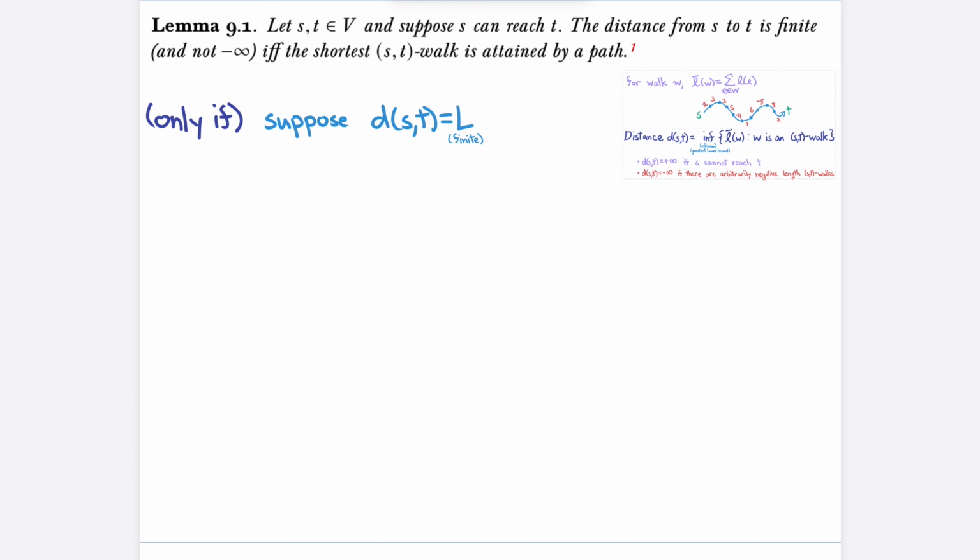Okay, so suppose I told you all you knew about S and T is that their distance was finite. Okay, the claim is that you're going to be able to get from S to T along a path with that distance, and that the extra flexibility of a walk and allowing for cycles isn't going to really help you. Okay, that's the claim.